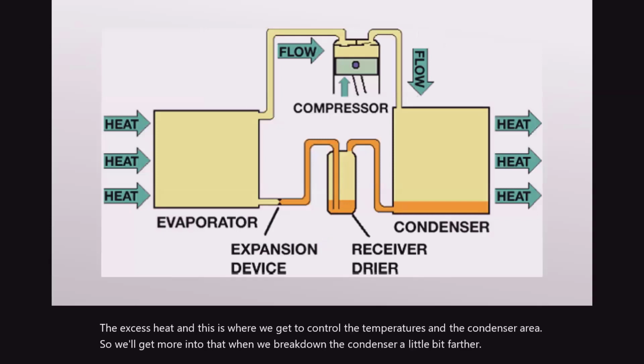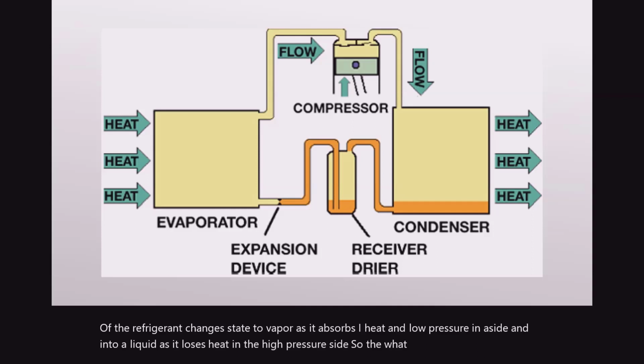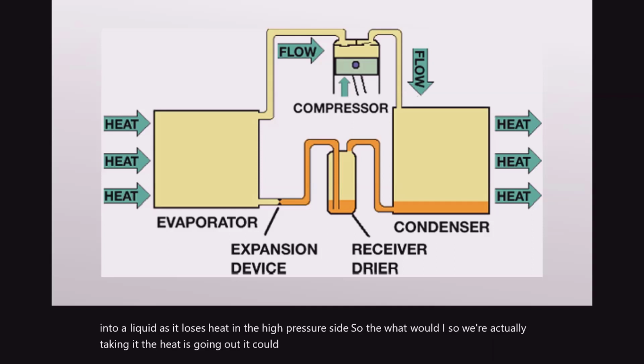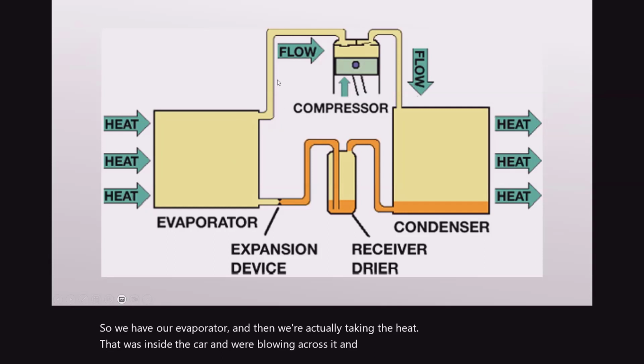All right, so the refrigerant changes state to vapor as it absorbs heat in the low pressure side and into a liquid as it loses heat in the high pressure side. So the heat is going out, it's now condensing down, and then we're going back through. So we have our evaporator, and then we're taking the heat that was inside the car, and we're blowing across it and making it cooler. Then we're moving it.